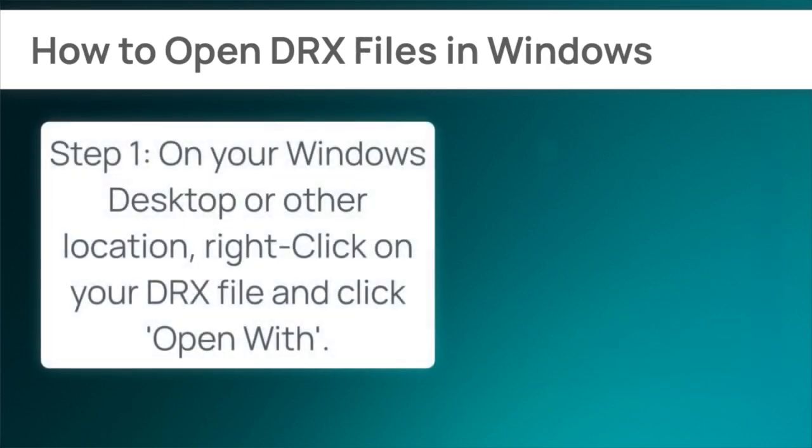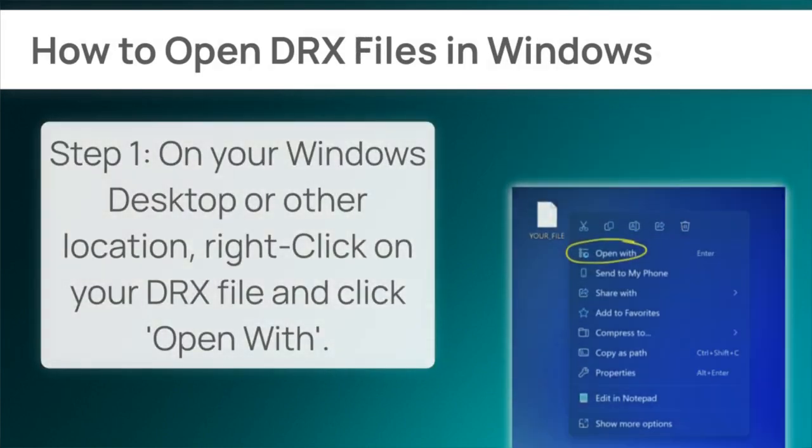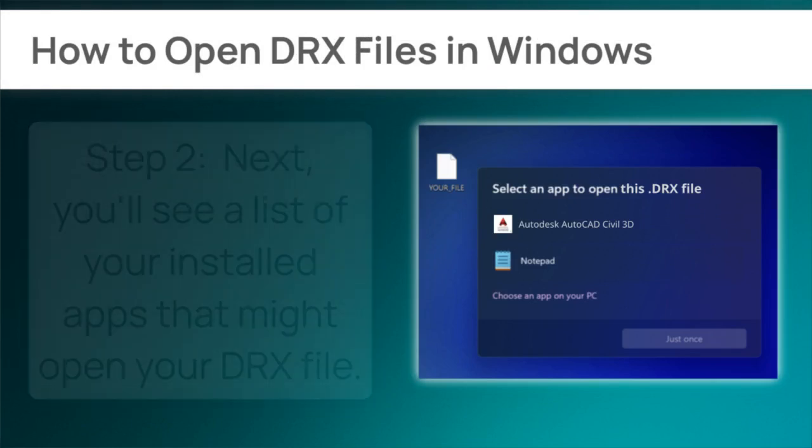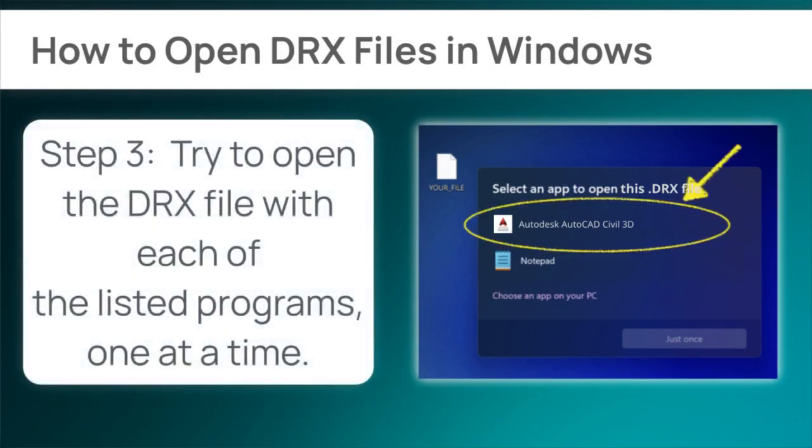We're performing a compatibility scan. Right-click your DRX file and choose Open With. Test Autodesk AutoCAD Civil 3D first. If it's not there, select another program. This process often reveals the simplest solution.